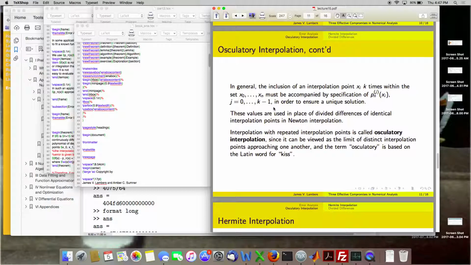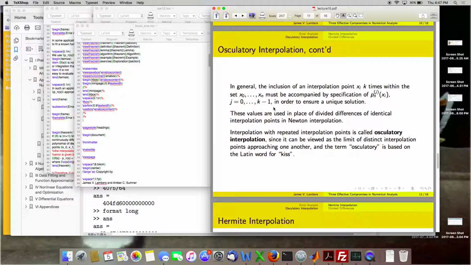Can anyone tell me what the name of that polynomial is that you get from doing that? You specify everything at one point, because you've seen it before. Close, but more generally, Taylor. Yes, it's the Taylor polynomial approximation, because that's what it does.